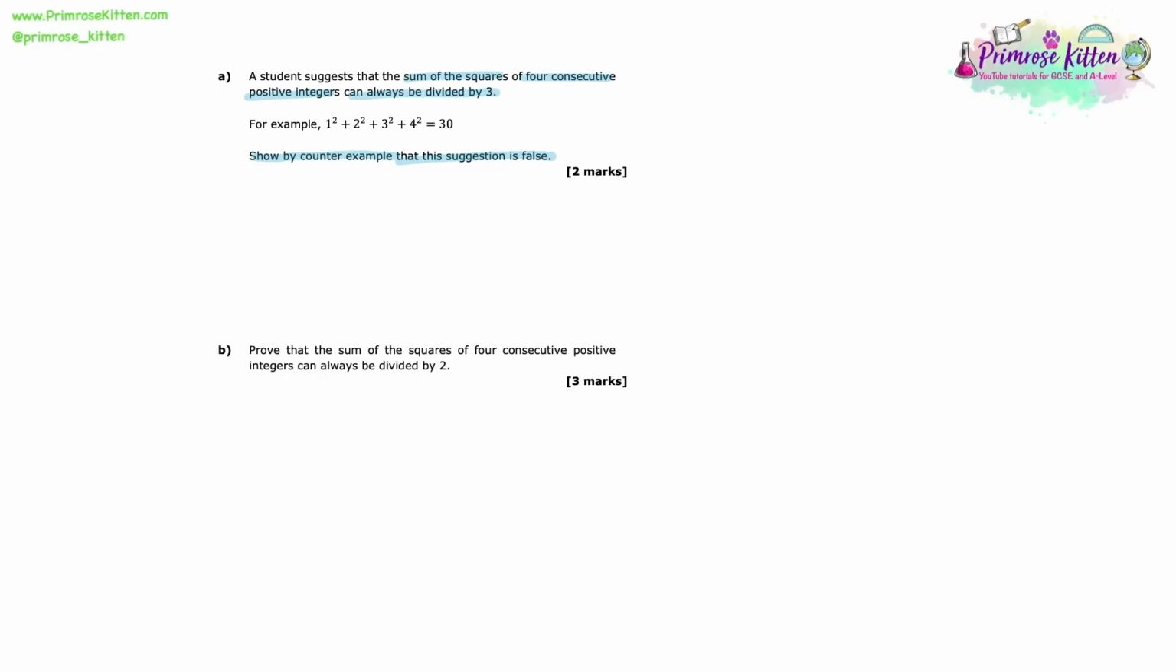Counterexample means just come up with some options where this doesn't happen. So I'm going to try the next set of consecutive numbers. Rather than starting at 1, I'm going to do 2 squared plus 3 squared plus 4 squared plus 5 squared.